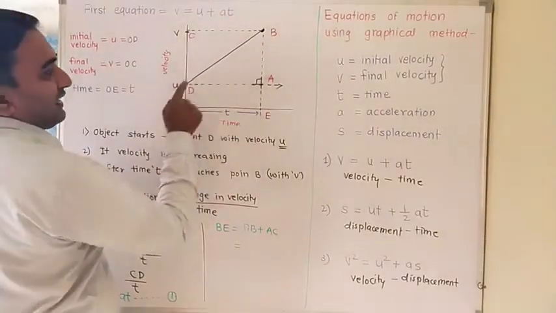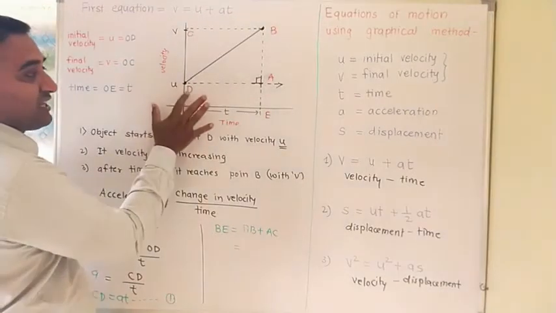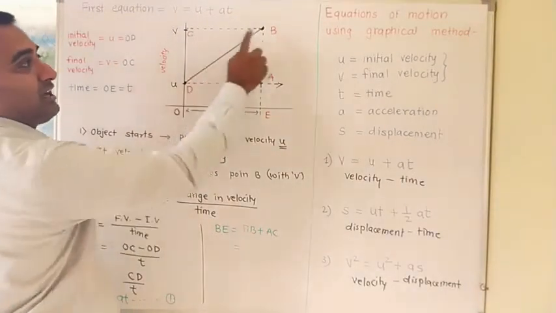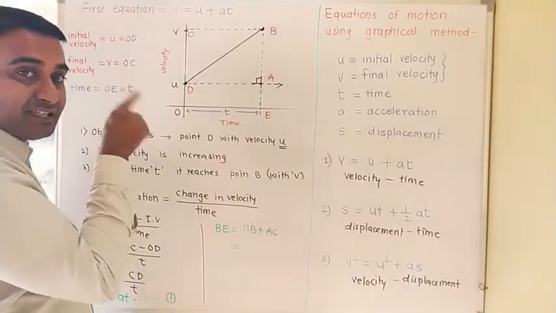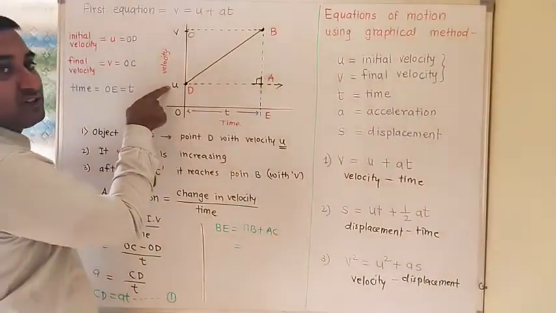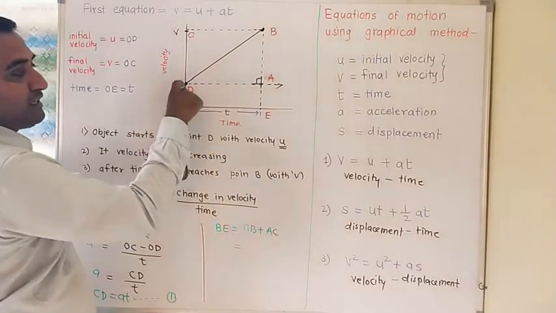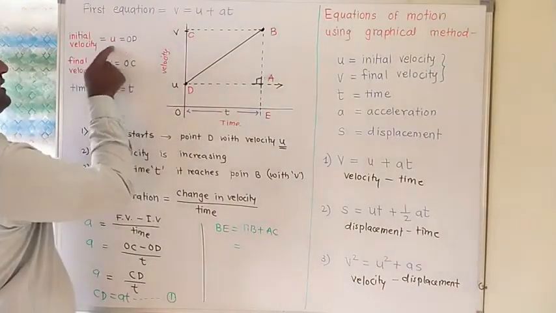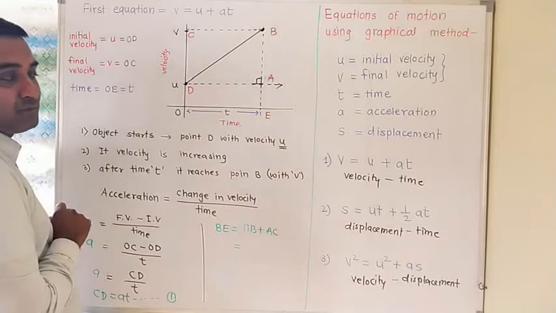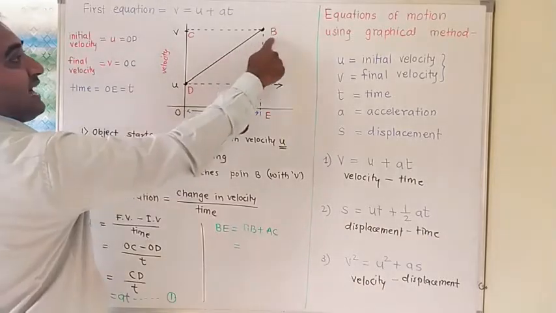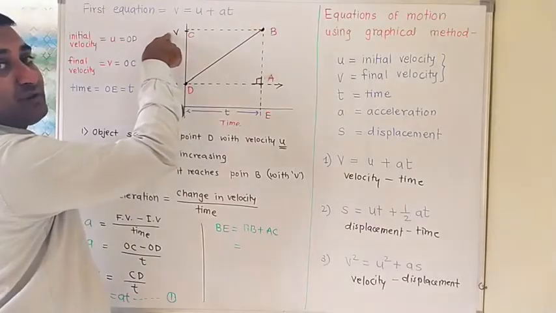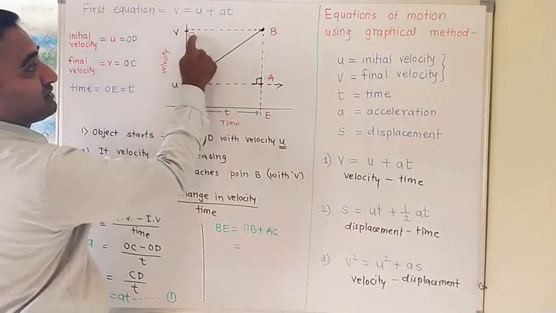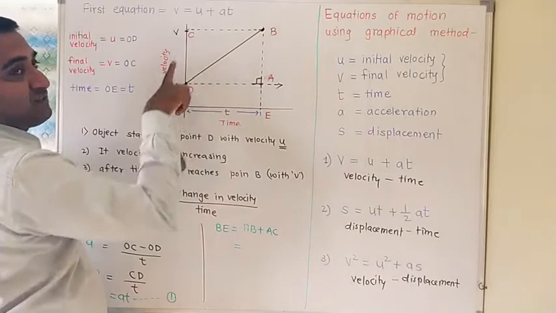Because of the straight line, the object was initially at point D and now it is at point B. When the object was at point D, the initial velocity was u. So O to D is the initial velocity. Now when the object reaches point B, its velocity is v, that is the final velocity, and the final velocity is C to O, that is the distance we have.